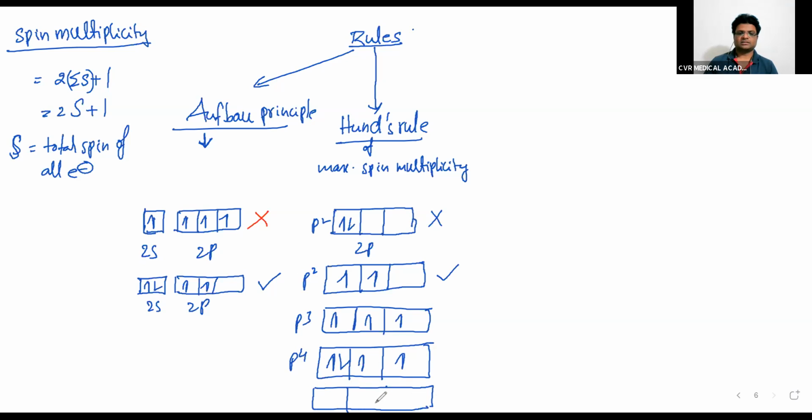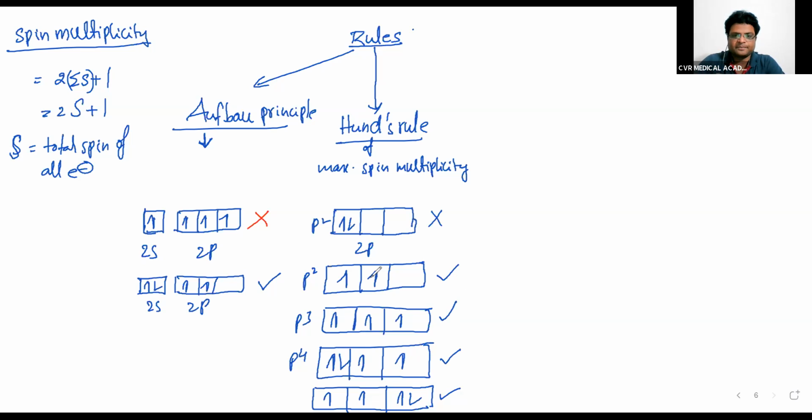If I write like this, the size is increasing. You can also pair that here. This is also correct because these are degenerate orbitals. All of them have the same energy. So that 4th electron can be placed anywhere in these 3. So this is also correct. Only this is wrong.